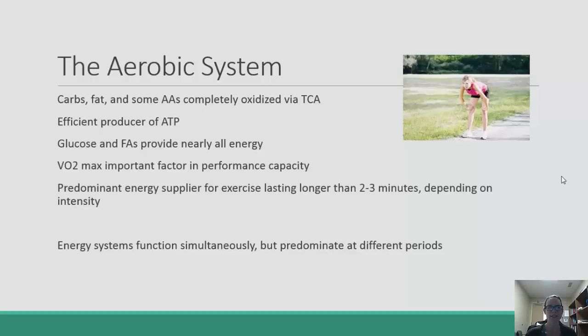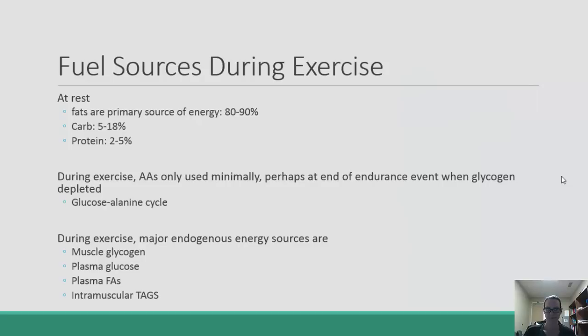And this is the predominant system for exercise lasting more than a few minutes, depending on the intensity. Now, all of these energy systems are always going on simultaneously, but they predominate at different periods in the exercise process, depending on intensity. Now, when we're at rest, our fats are our major source of energy. And when we're doing low intensity exercise, like walking, we're going to primarily use fats for our energy.